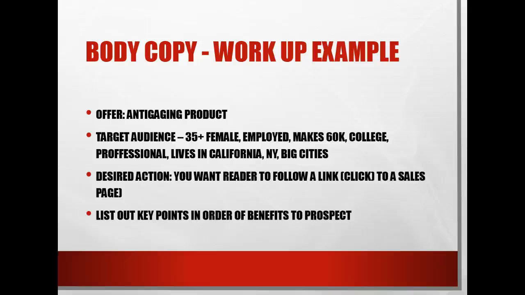Okay, so the body copy workup example. Here's an offer: anti-aging product. Target audience. This is what you need to be writing out. She's 35 plus, female, employed, makes 60K, college, professional, lives in California, New York, or a big city. What's the geographics? Okay, I put California or New York big cities because I'm looking for people where they have a lot of vanity going on there.